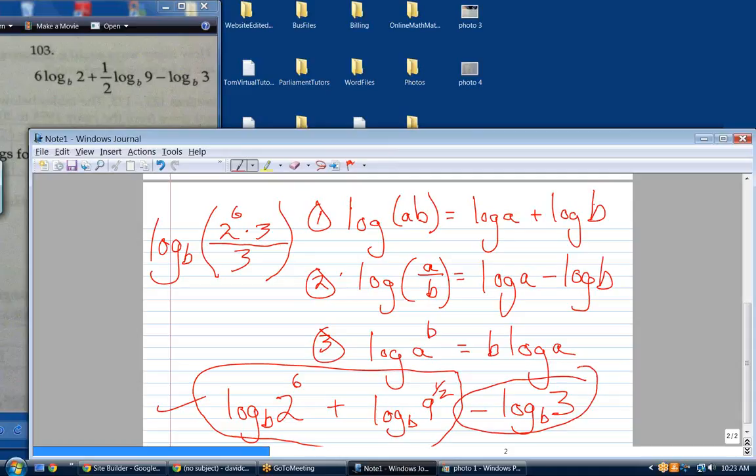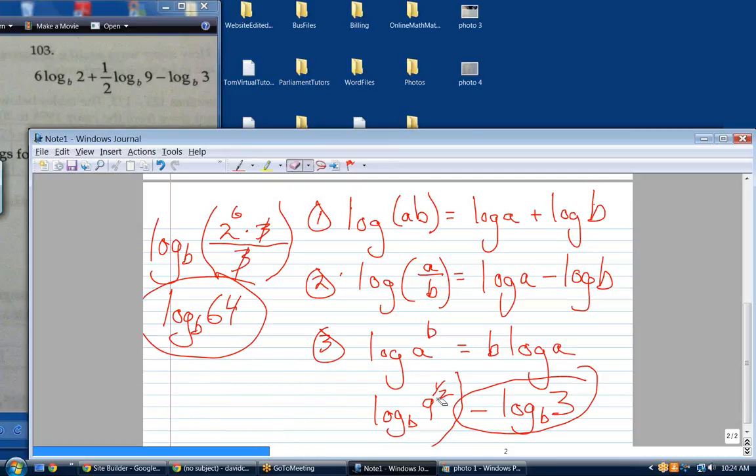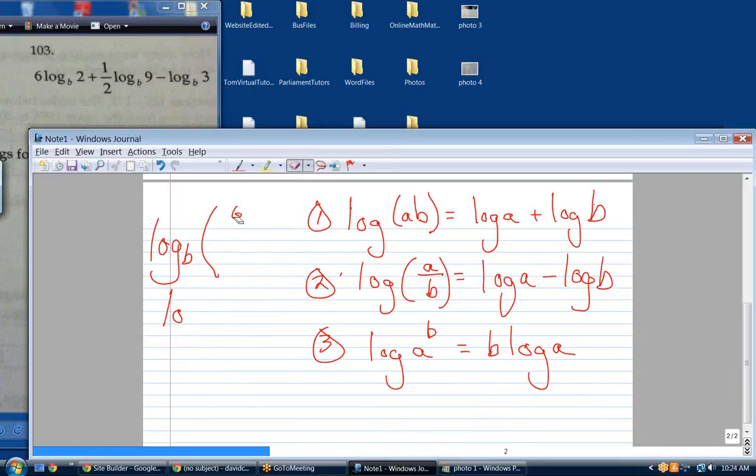Okay, our 3's cancel. 2 to the 6th is 64. So it's log base B of 64. That's your answer there. In other words, after you get it into a single log expression, you want to reduce it as much as you can. Okay, all right, cool.